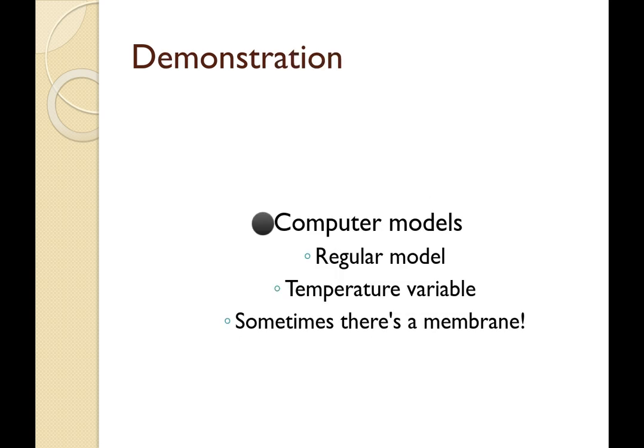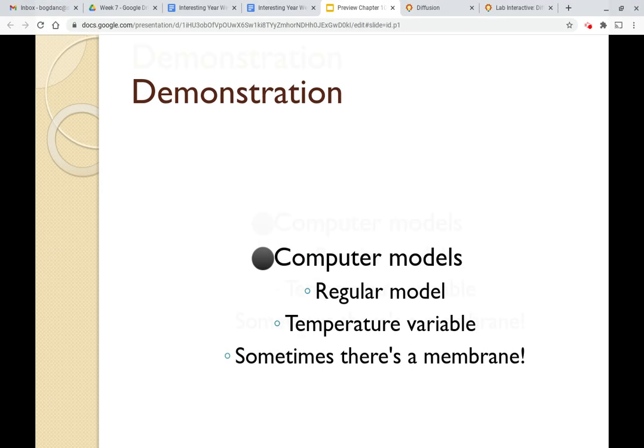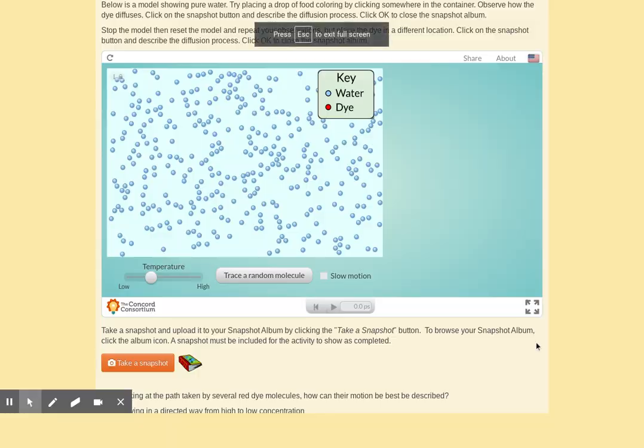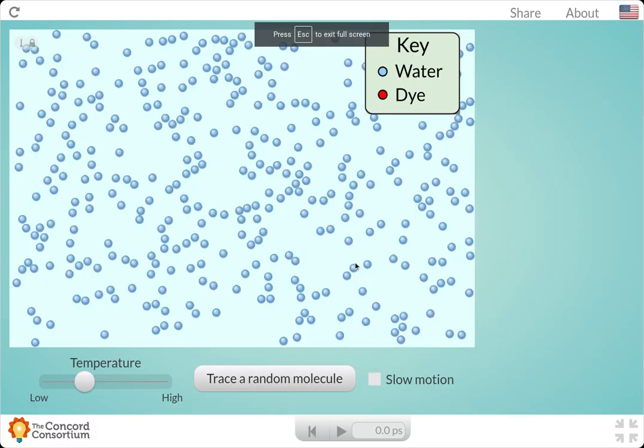Let's take a look at a couple of demonstrations of diffusion. So let me exit out of this and go to this tab. All right. So here we have materials inside some sort of container. It could be a cell. It could be a jar of water. It could be pretty much anything that's holding a substance.